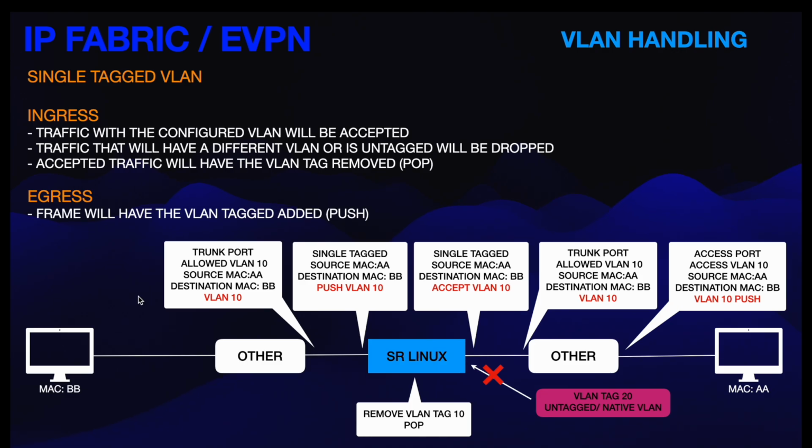So single tagged VLAN. Let me explain how single tagged VLAN works by exploring this topology and see how the traffic flows from the host with MAC AA to the host with MAC BB. So basically we'll have an access port here and VLAN 10 will be pushed on the access port. VLAN 10 will be allowed to flow through the trunk port and it will arrive on the SR Linux interface.